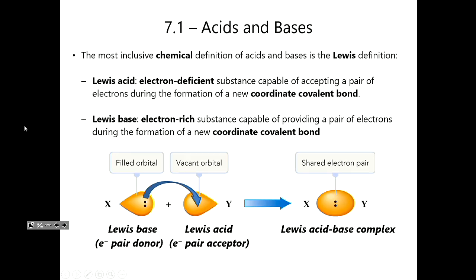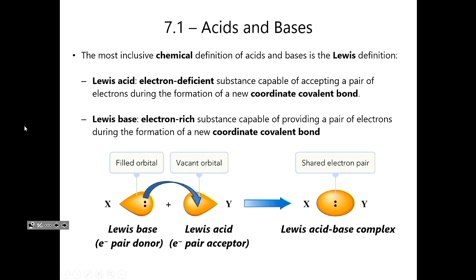We defined coordinate covalent bonds in the first half of the course. Very simple refresher here: whenever a bond is formed between two atoms and one of the atoms provides both electrons in the bond, that is known as a coordinate covalent bond. The substance that provides the electrons is known as the Lewis base. The atom that accepts the electrons and thereby forms a bond with the base is known as a Lewis acid.